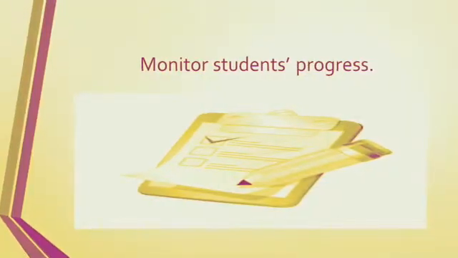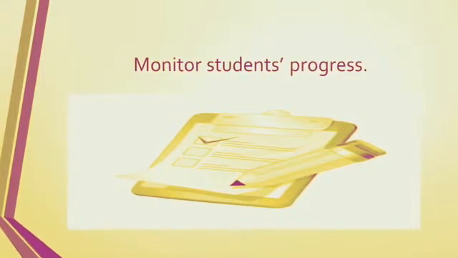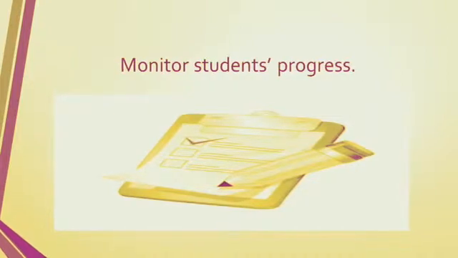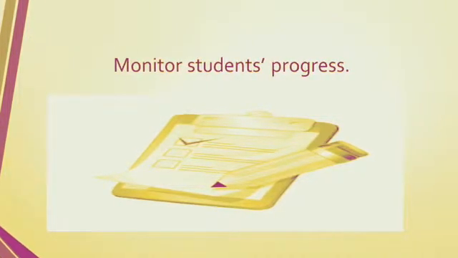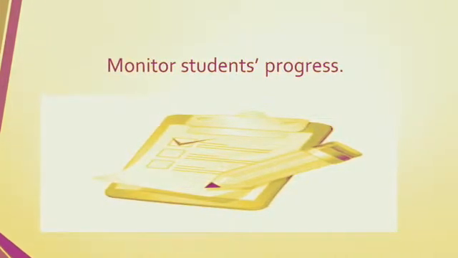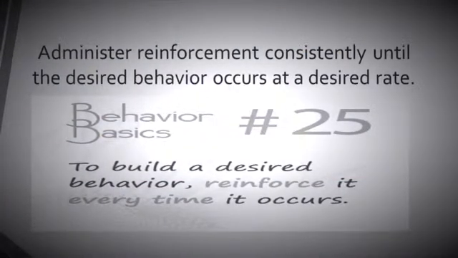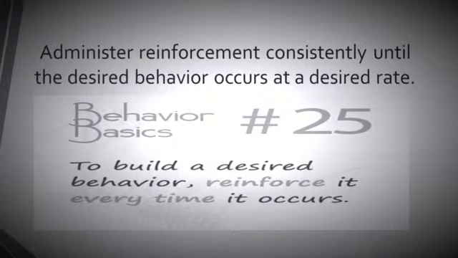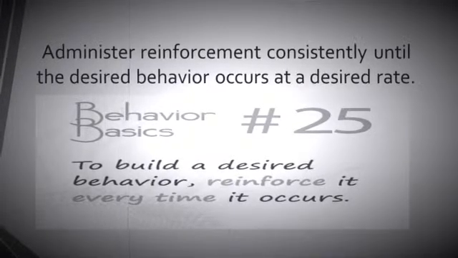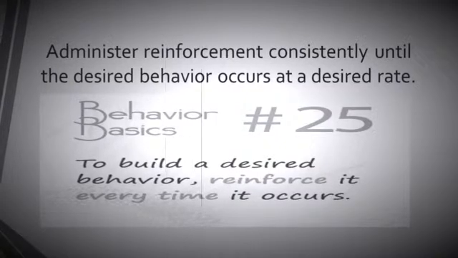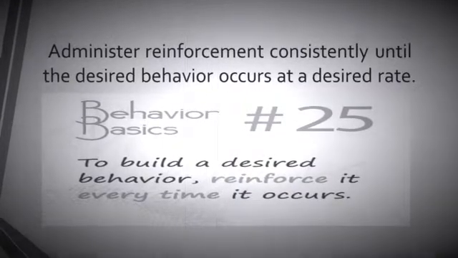Step 7 is you have to monitor the student's progress. You have to know the baseline, which is the rate of the behavior. In other words, where is the person now before an intervention is made? Step 8. It is best to consistently reinforce the student until the desired behavior occurs at a desired rate. The responses increase more when you are consistent. A term for this is continuous reinforcement.